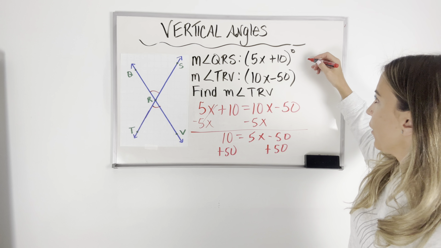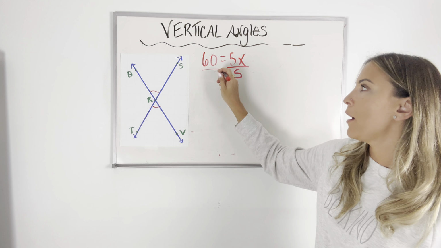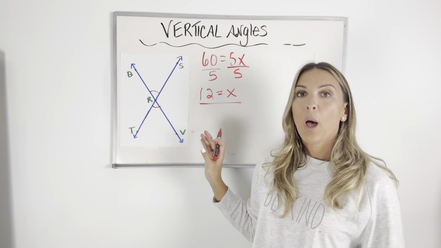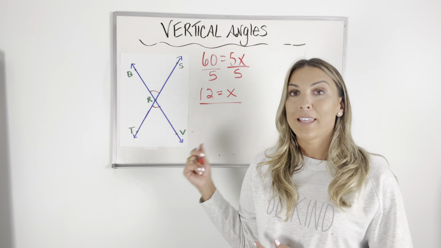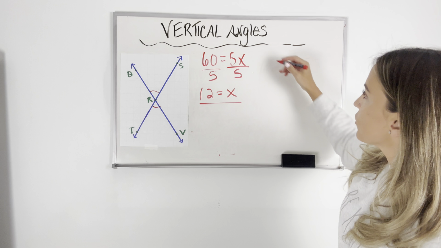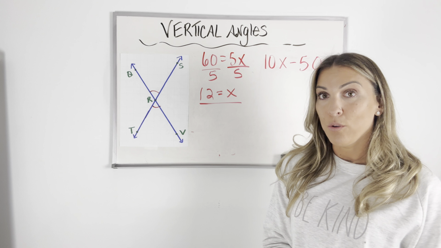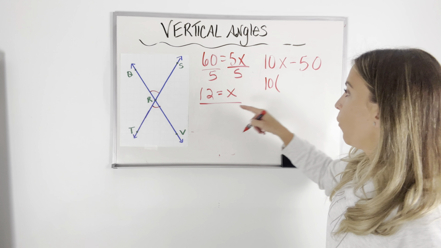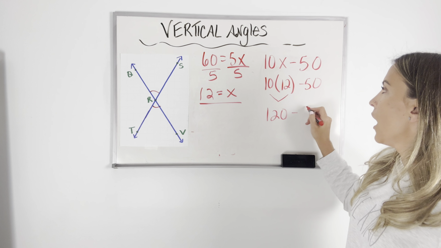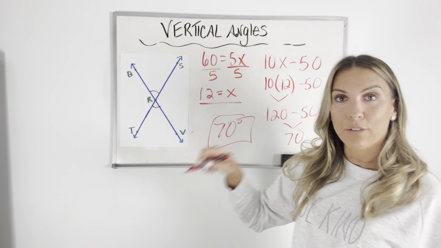I'm going to bring my work up here. Actually, let me just erase this. 60 equals 5x, so I have a one-step equation left to solve. I'm going to divide by 5 on both sides, and that's going to give me x equals 12. So I found the value of x, but in this particular problem, that doesn't mean I'm done because this problem didn't ask me for x. This problem asked me to find the measure of this angle right here. So that angle was represented by 10x minus 50. So now that I know the value of x, I can replace x with 12 and then evaluate this expression. So 12 times 10 is 120. 120 minus 50 is 70. So that means that the measure of the angle that I was asked to find is 70 degrees.